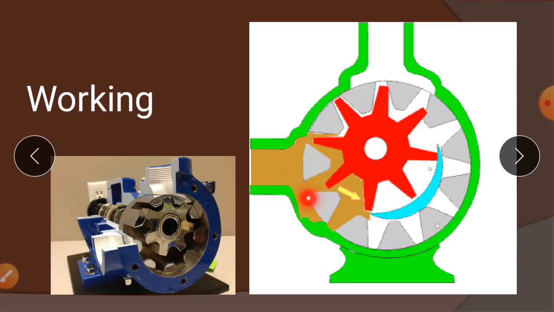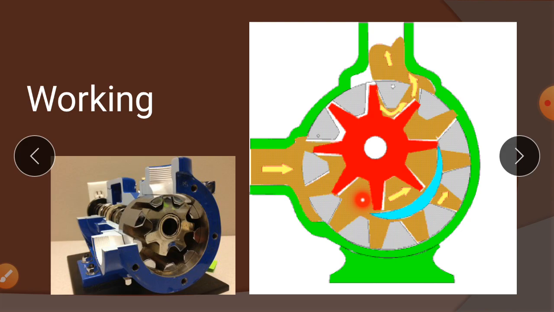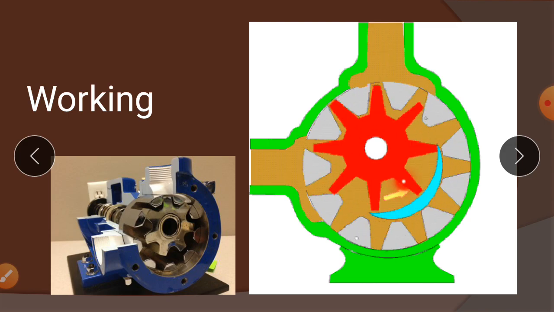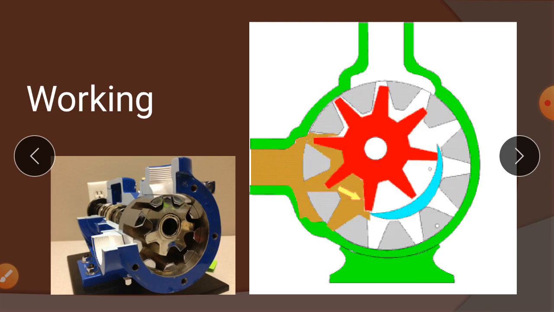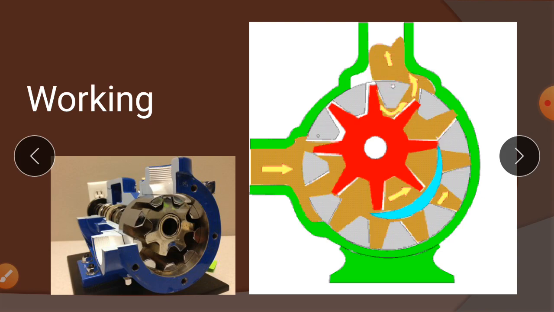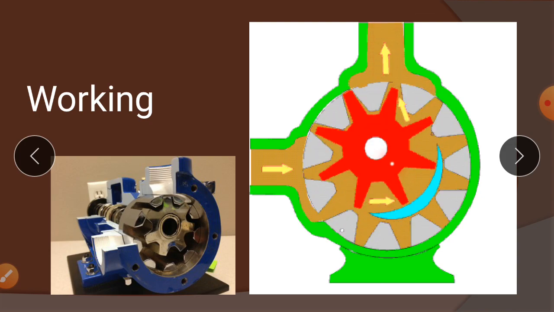The liquid enters here and is trapped in the gap between the gears. It will be transmitted through the external gear and internal gear cavities, which are the teeth cavities, and carried to the outlet at a higher pressure. So this is how the operation takes place.